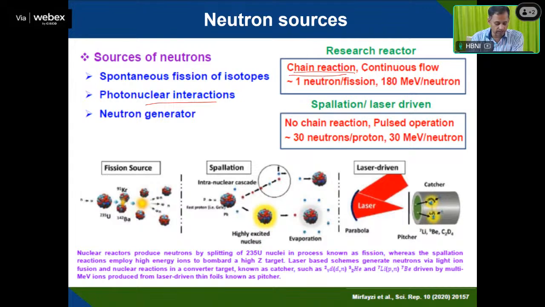In the case of fission, uranium with a slow neutron disintegrates into two sub-nuclei, such as krypton and barium, and you get neutrons. In spallation, there is an internuclear cascade, a highly excited nucleus, because of the proton interaction. Because of that you see spallation and neutron generation. Similarly, in a laser-driven process, you can also produce various types of neutrons.